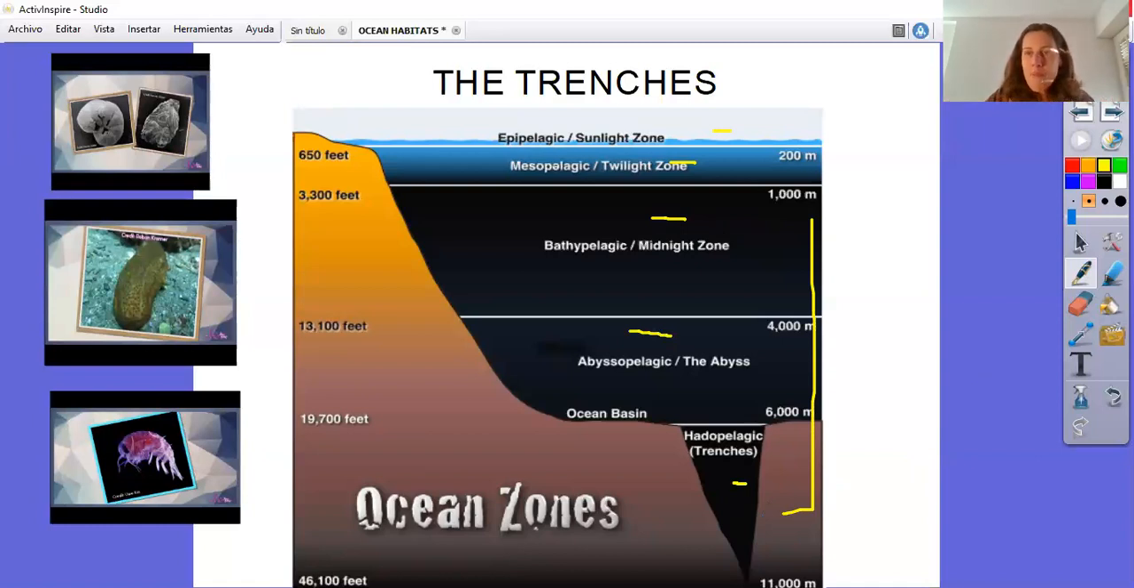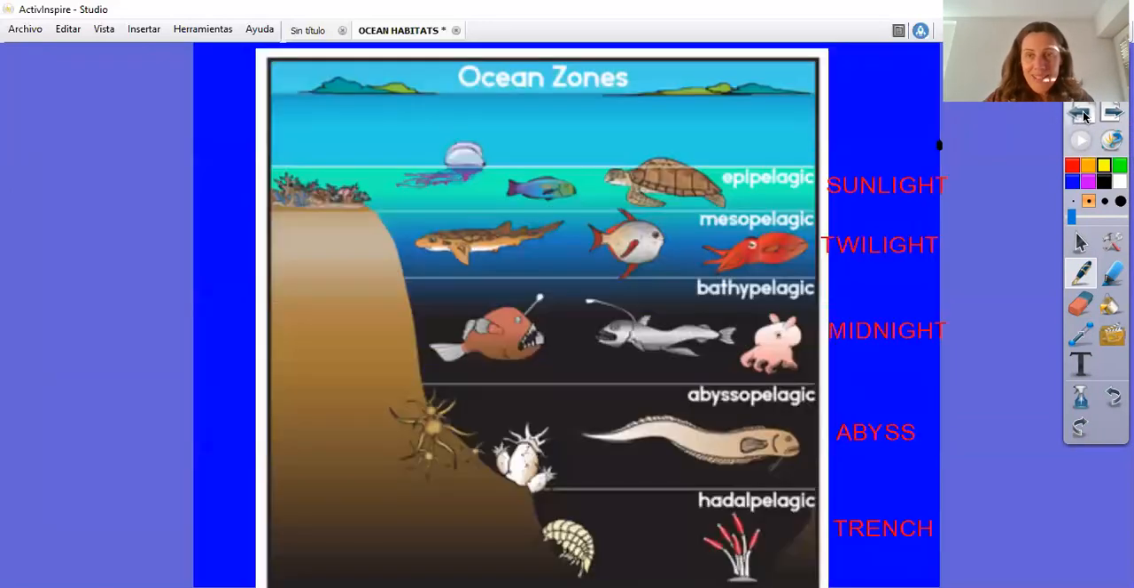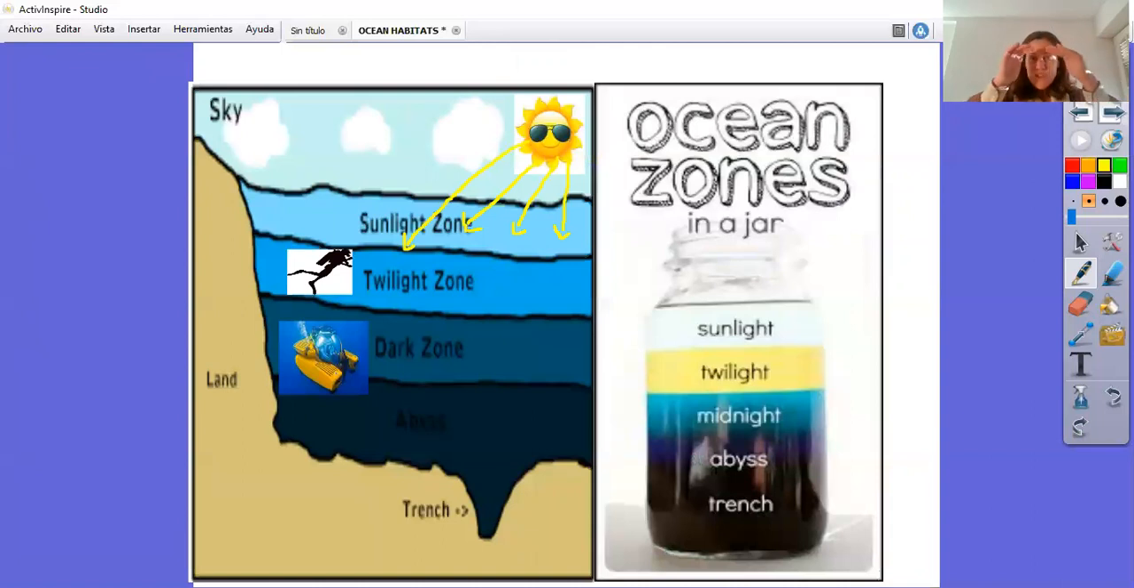Okay, so remember, now we know that the ocean has zones or layers, and there are 5 of them. The sunlight zone, the twilight zone, the dark zone, the abyss, and the trench. And we can find life and animals in all these zones, and that is amazing.